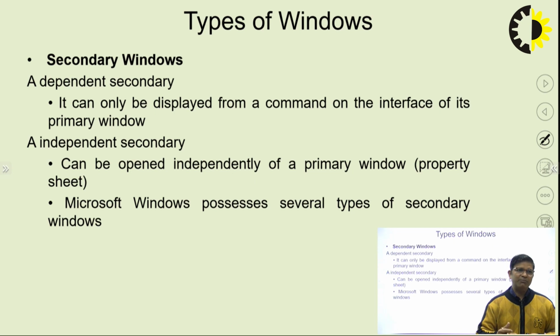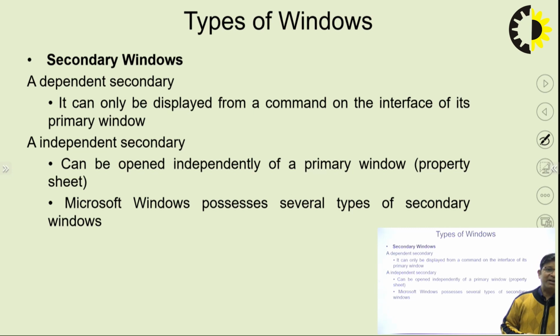The secondary window can be dependent or independent. A dependent secondary window can be displayed from a command on the interface of its primary window. But an independent secondary window can be opened independently of the primary window. For example, if we click on this, another window opens, that is called a dependent window. When we click on any button on the dependent window, another window can be opened. So this can be independent. Or for example, if some applets open when we open a page, so some applets will be displayed. So the applets can be independent.